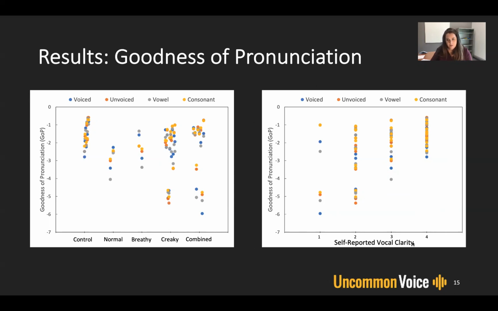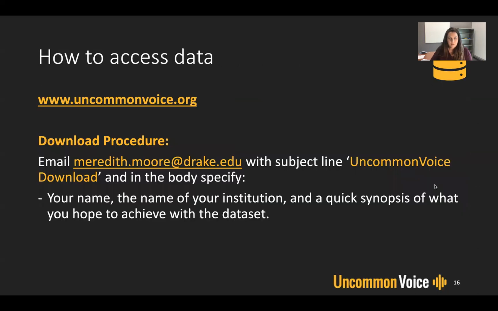Over here, we did the exact same thing, but we correlated the goodness of pronunciation with the self-reported vocal clarity. This is when they said, on a scale from 1 to 4, that their voice is either not clear at all or very clear. This had a very clear correlation with the goodness of pronunciation. When they said their voice was not clear at all, there is a very wide spread of data, whereas if they said their voice is very clear, the goodness of pronunciation is much better.